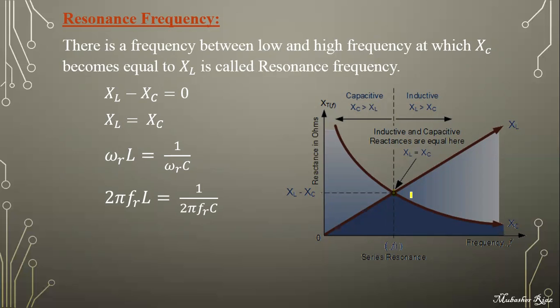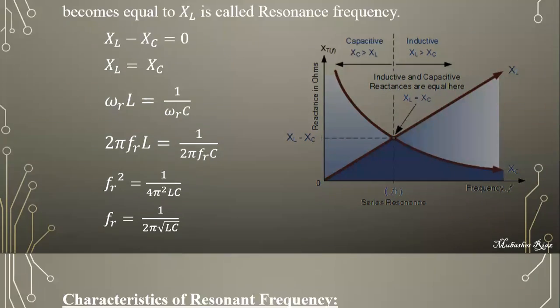So 2πfL is equal to 1 over 2πfC. So here fr squared, which is the resonant frequency, becomes equal to 1 over 4π²LC. By taking the square root on both sides, fr becomes equal to 1 over 2π√(LC). So with the help of this mathematical form, we can determine the value of resonant frequency for this series resonance circuit: 1 over 2π√(LC), where L is the inductance and C is the capacitance of the circuit.